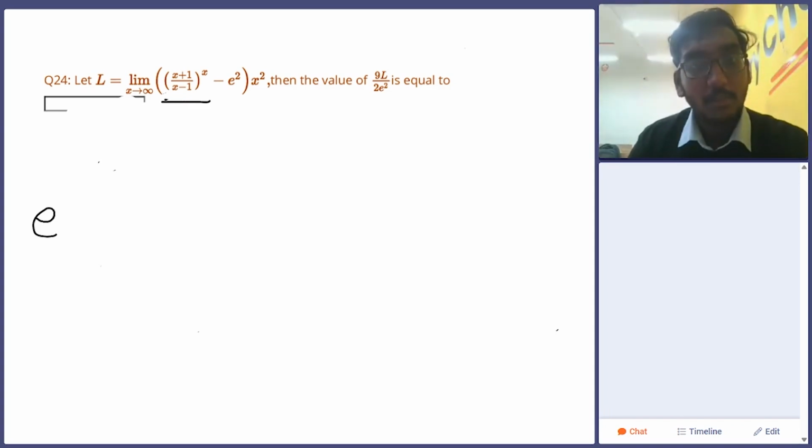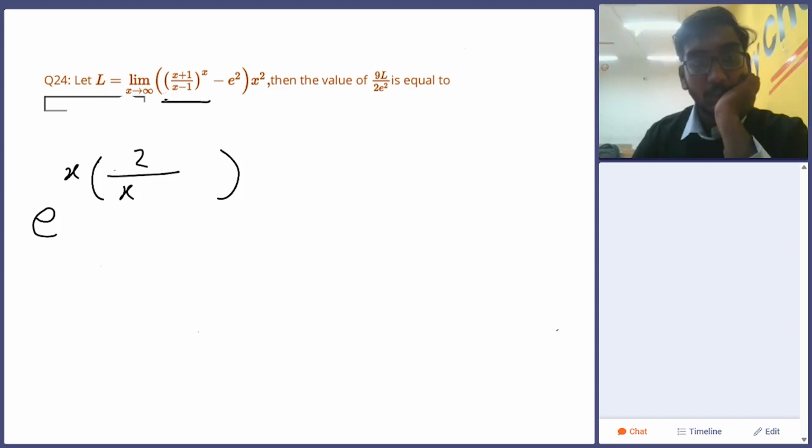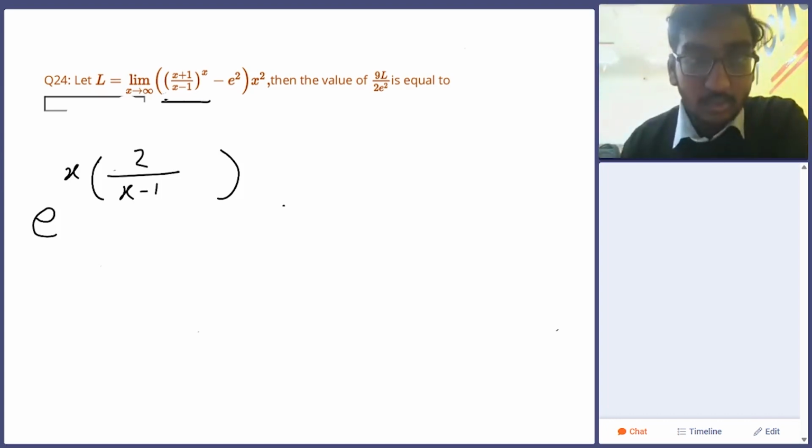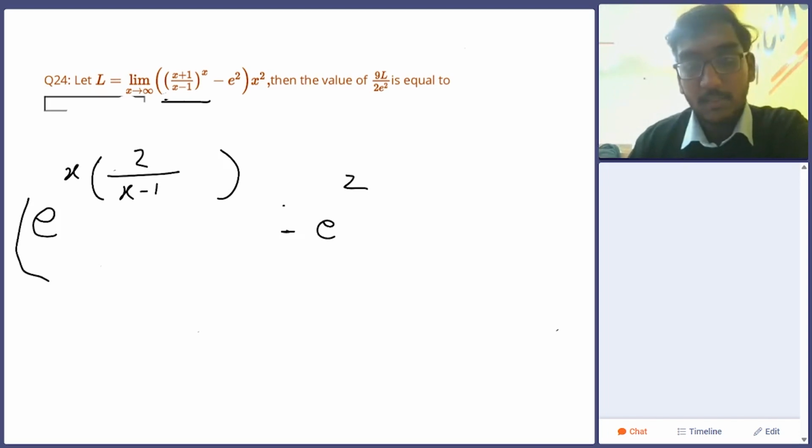And subtract 1 from the base and multiply with the power. X into, when you subtract 1 from the base, what you will get? It will be 2 by x minus 1, right? By x minus 1. Okay, this is what you will get. And minus e square is there, and the entire expression is multiplied with x square.